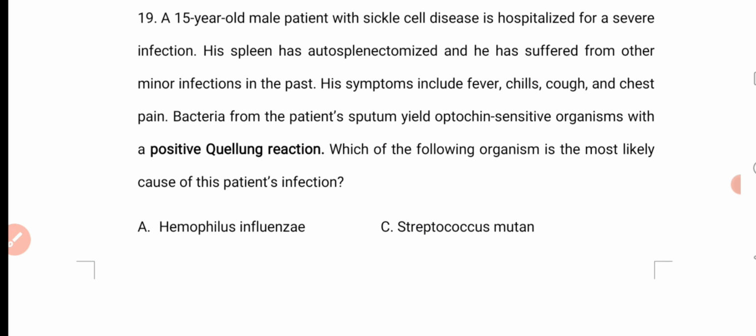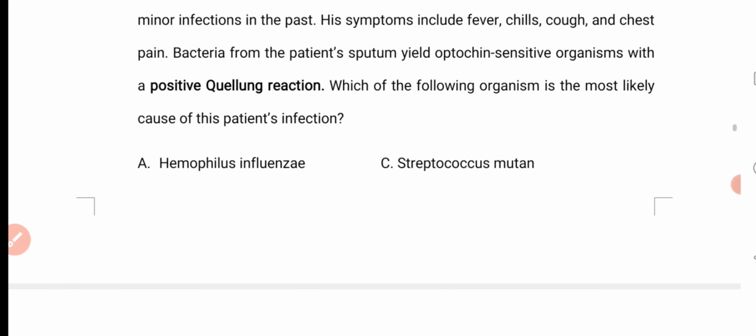Okay, the next is a 50-year-old male patient with sickle cell disease who is hospitalized for severe infection and is splenectomized and has suffered from other infections in the past, such as fever, chills, cough, chest pain. These are the symptoms. So, bacteria from the patient's sputum yield optochin-sensitive organisms with positive quellung reaction. Which of the following organisms is the most likely cause in this patient?